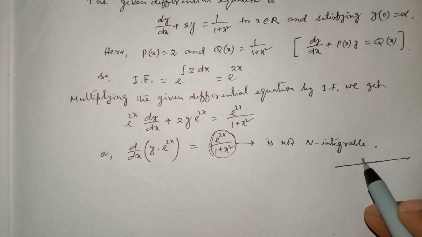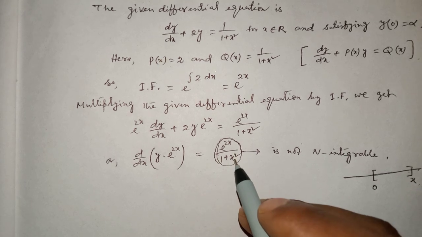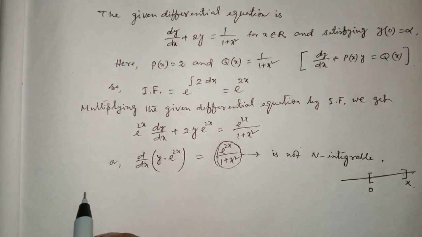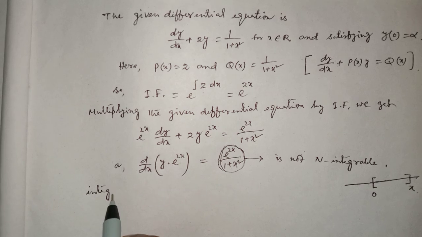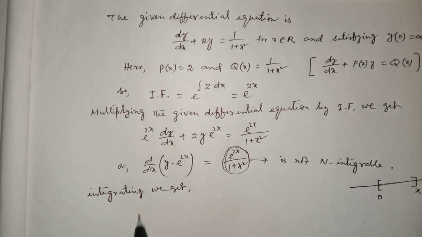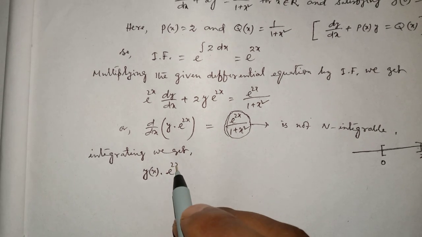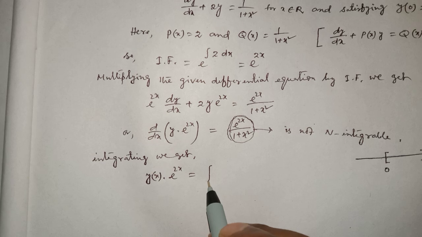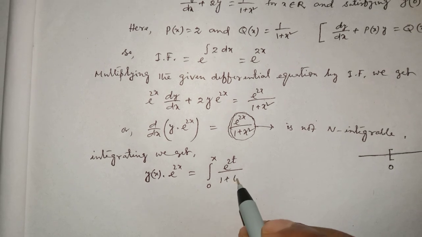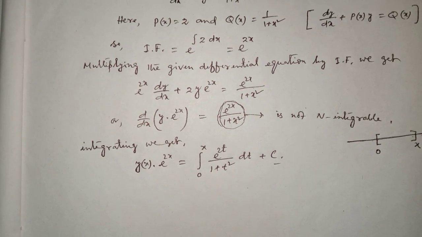So if we take any closed and bounded interval in R, this function remains integrable in any closed and bounded interval in R. Therefore, integrating we get y of x into e to the power 2x is equal to integral from 0 to x of e to the power 2t by 1 plus t square dt plus c, where c is the integrating constant.